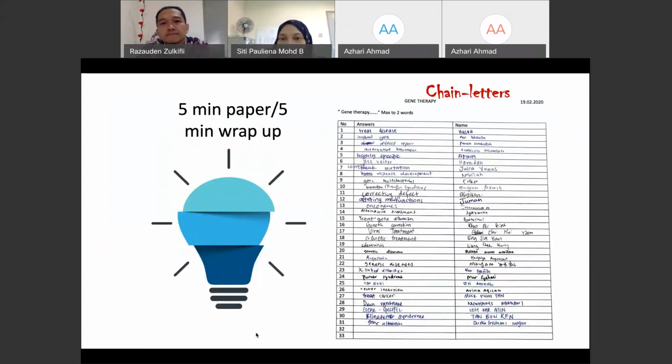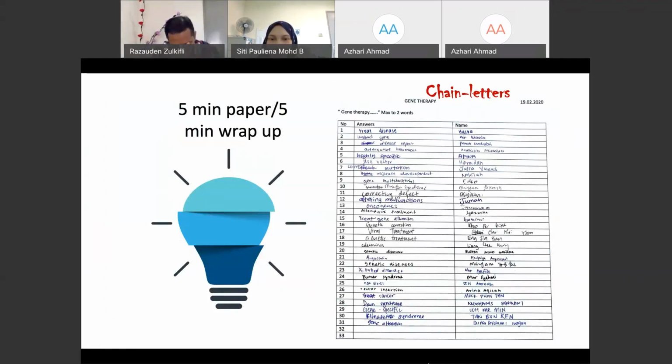Okay, yang ini adalah 5 minute paper. 5 minute paper ni pun saya belajar masa dalam kursus active learning. Tapi saya dah upgrade daripada setakat 5 minute paper, saya ubahkan dia jadi, saya labelkan dia sebagai chain letter. Tapi 5 minute jugalah.